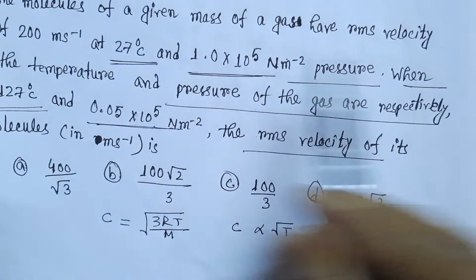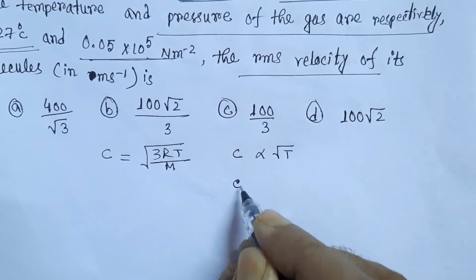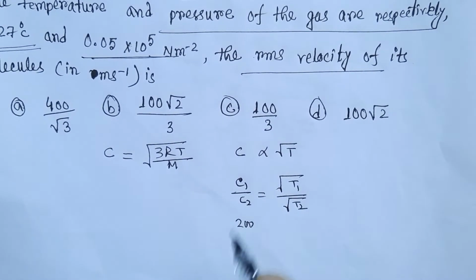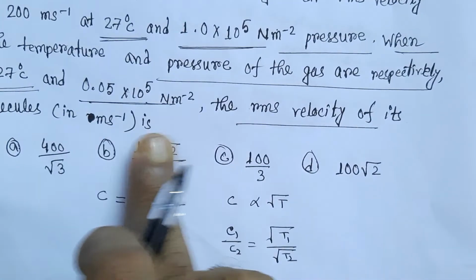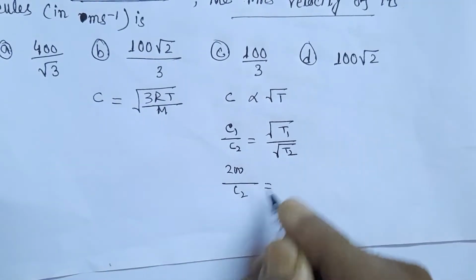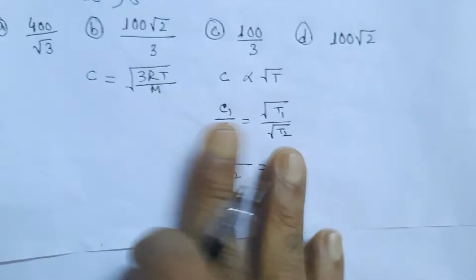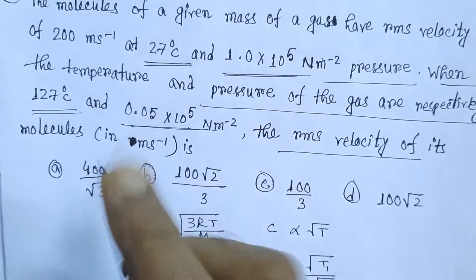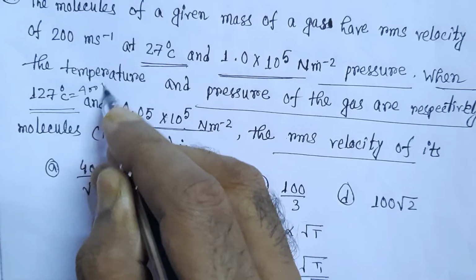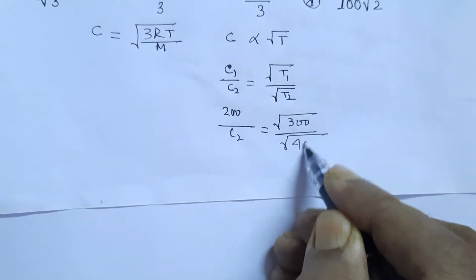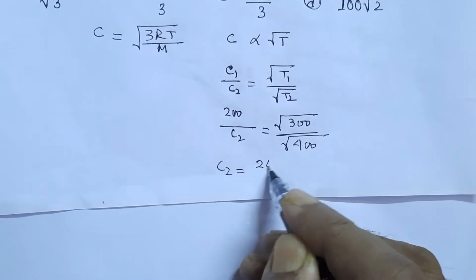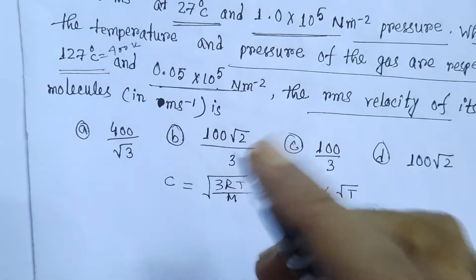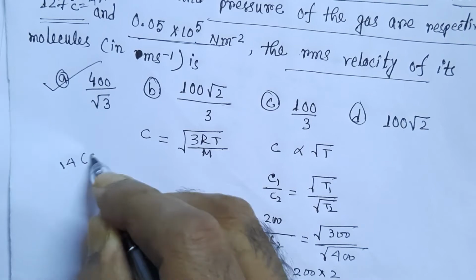Now, initially RMS velocity is 200 meter per second. Now C1 by C2 equals root over T1 by root over T2. C1 is 200 meter per second. We have to calculate RMS velocity in the second case, that is C2. What is T1? 27 degrees centigrade, that is your 300 Kelvin. And what is T2? It is 127 degrees centigrade, that is your 400 Kelvin. Let us put it there, 400. So C2 equals 200 into 2 by root 3, that is 400 by root 3. So the correct option is A. Correct option of the question number 14 is A.